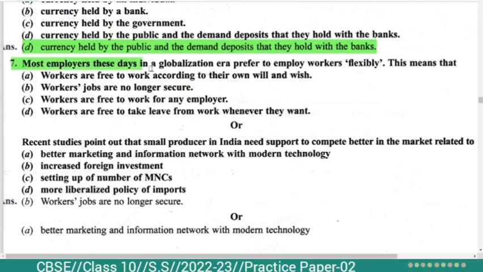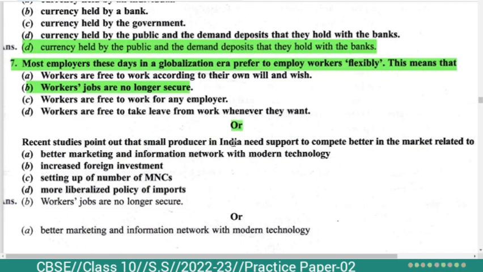Seventh question. Most employers these days, in a globalization era, prefer to employ workers' flexibility. This means that, given options are: A. Workers are free to work according to their own will and wish. B. Workers' jobs are no longer secure. C. Workers are free to work for an employer. D. Workers are free to take leave from work whenever they want. Here the correct answer is option B, that is workers' jobs are no longer secure.